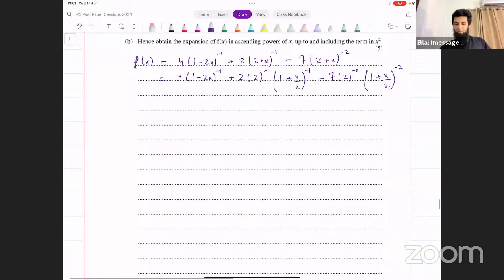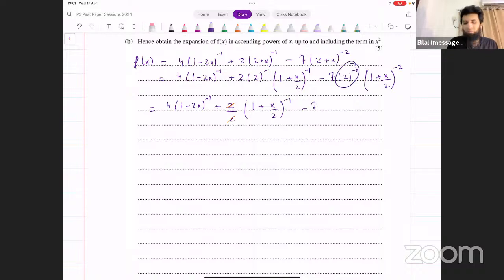Okay, what do we do now? Let's simplify this a bit first. So it's 4 into 1 minus 2x whole power minus 1. Then 2 into 2 raised to power minus 1, that's 2 over 2, they're going to get cancelled. And we're left with 1 plus x over 2 power minus 1 here. And then we have 7 into 2 raised to power minus 2, that becomes 7 over 2 squared, which is 7 over 4. Inside, you're left with 1 plus x over 2 whole raised to power negative 2.